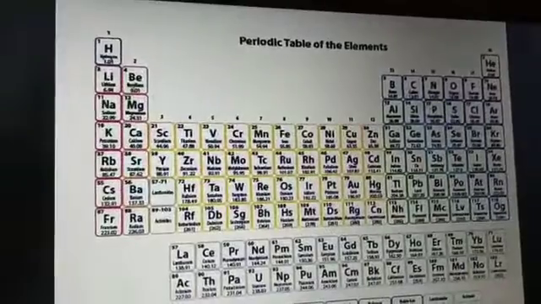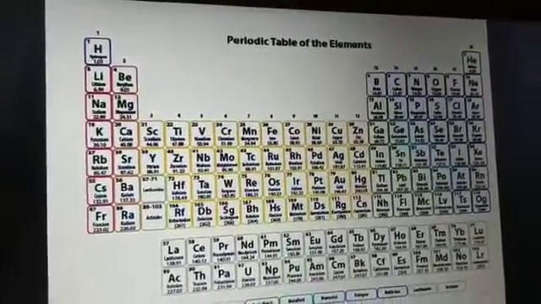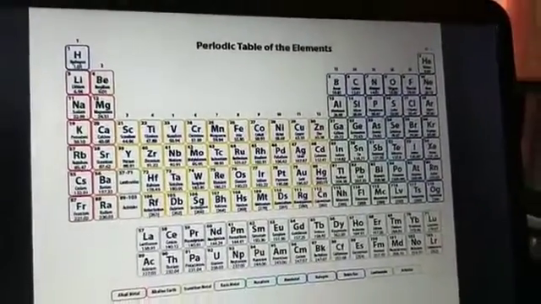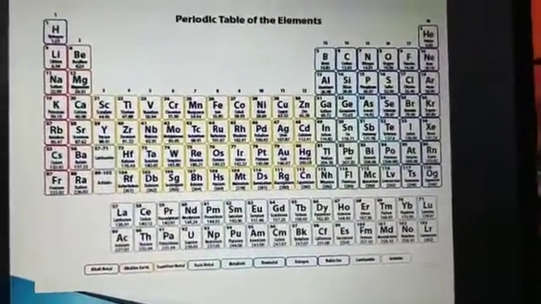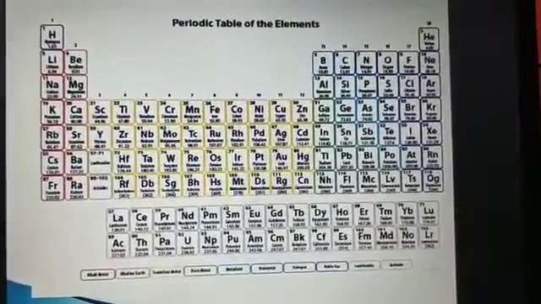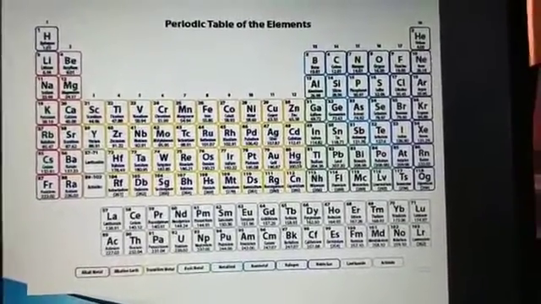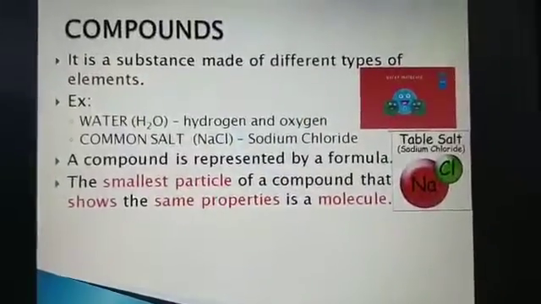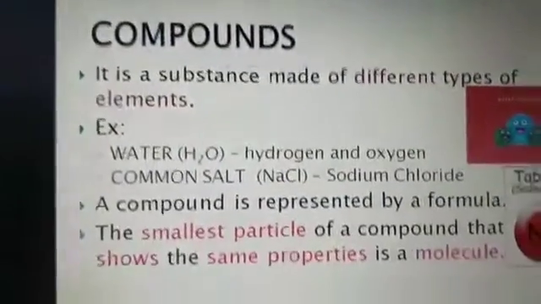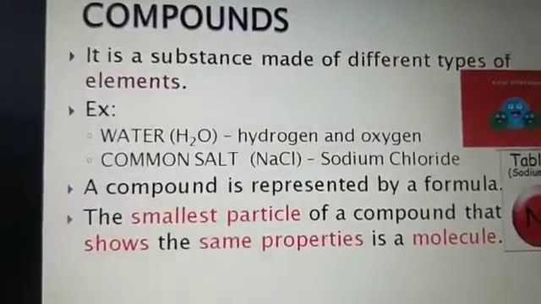Now, like I told you, there are 118 elements. So this is a table जिसमें कि सारे 118 elements लिखे हुए हैं. So these are those elements and you can see different symbols are used for each element. You will be learning about this in future. Now, next that we'll be learning is compounds.